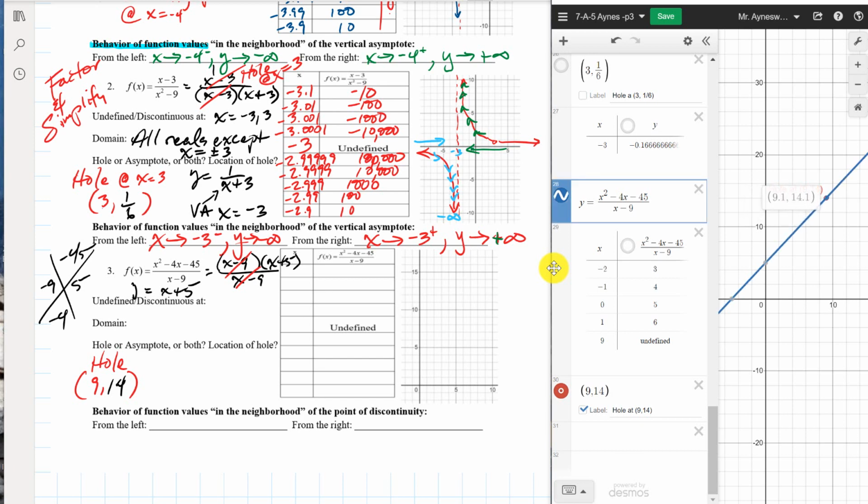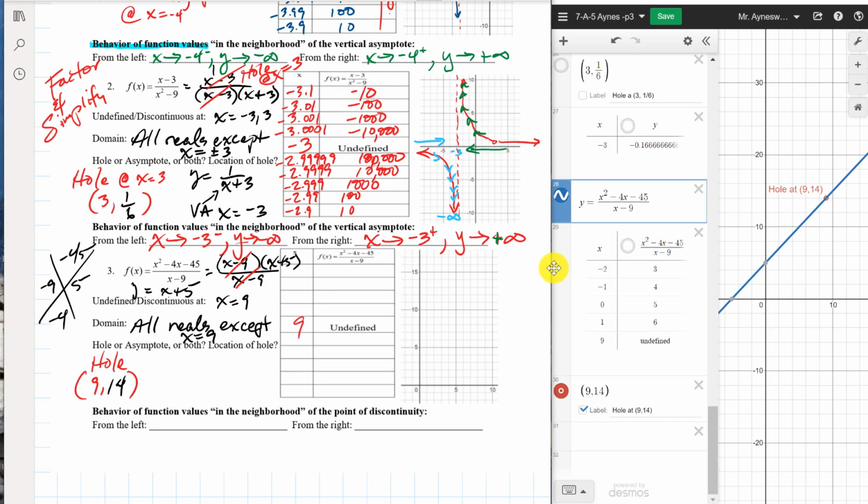Notice if you trace over it, you'll see it says 9 comma undefined, because you can't divide by 0. 9 minus 9 is 0, and you can't divide by 0. So it's undefined at 9. It's discontinuous at 9. Undefined and discontinuous mean the same thing. So here the domain is all reals except 9. Except is a key word. Because it's undefined there, put that in your table.